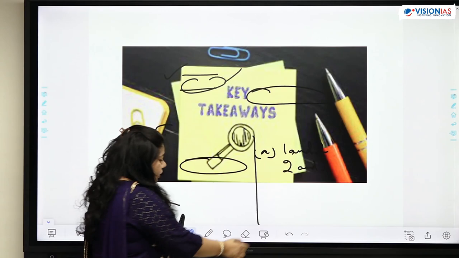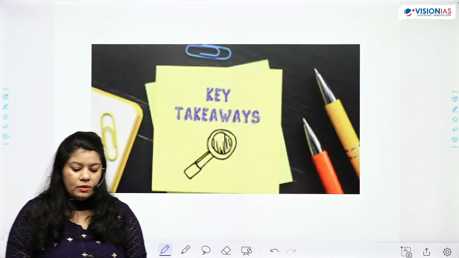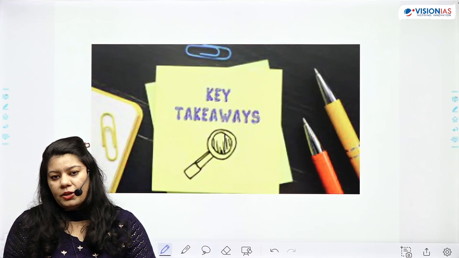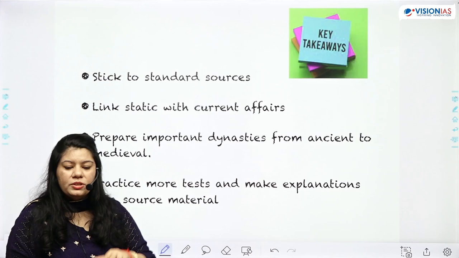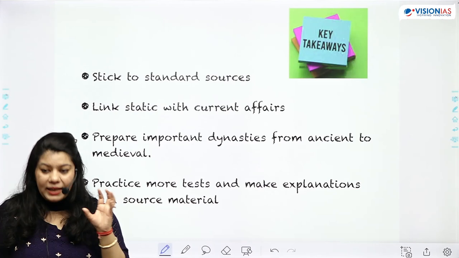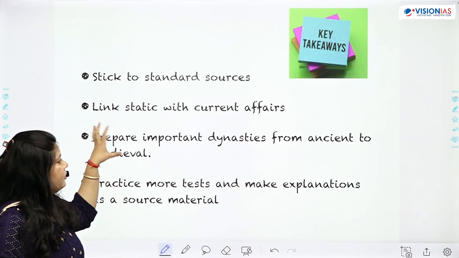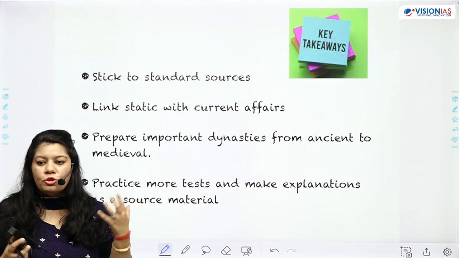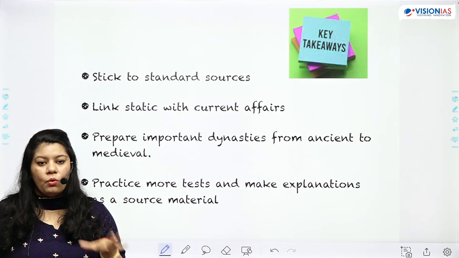So this was all with respect to the questions. Now coming to the key takeaways, what learnings do you get when you see such questions and paper? As I said, first of all, you need not change your strategy. You stick to your standard sources, them being your NCERT, right? Yes, definitely you now need to link your static with current affairs with much more concentration. Smaller news like Yoga Vashishtha should also not be skipped, right?